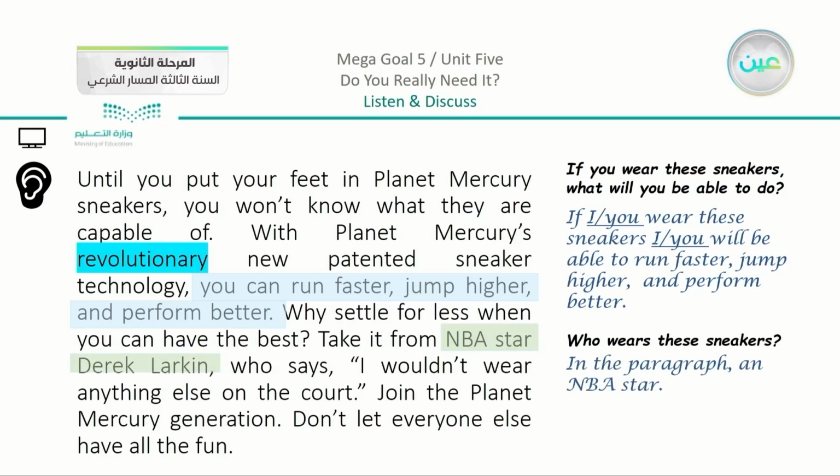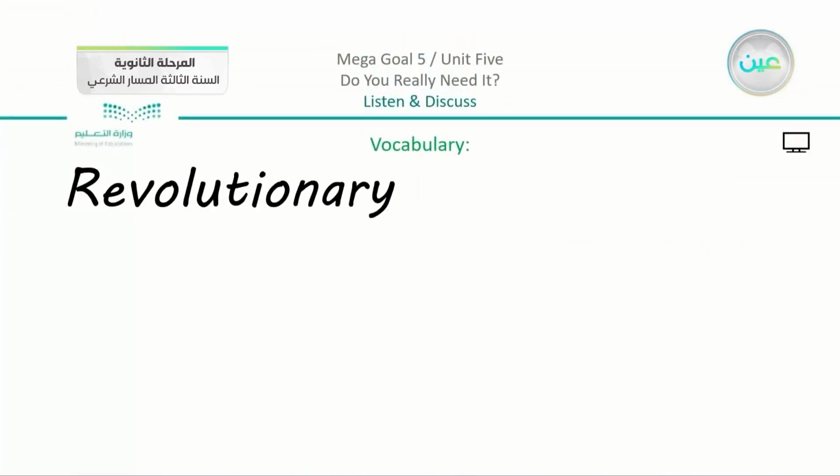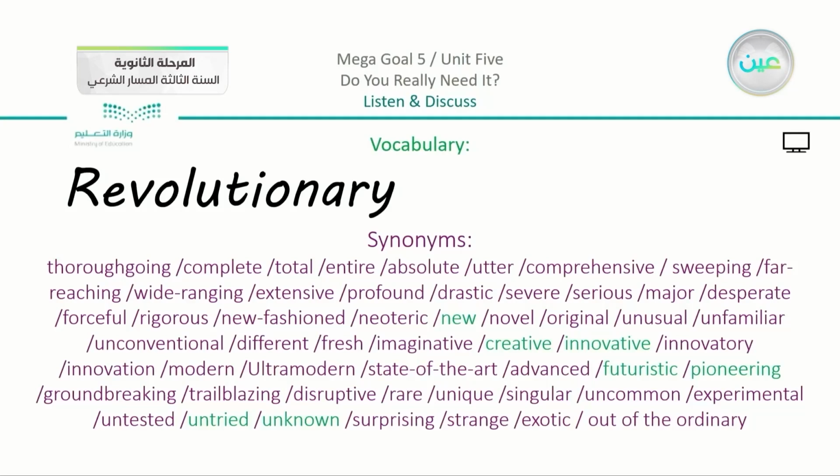We have our last word, which is revolutionary. So just to make sure that you do know that, the word revolutionary has many meanings. Now actually I can show you that all of these meanings are associated or related to the word revolutionary. But in our paragraph, we have the colored part, which is the green. We can say that revolutionary is something new, like the sneakers, creative, innovative, futuristic, pioneering. They are untried, or we can say that they are unknown.